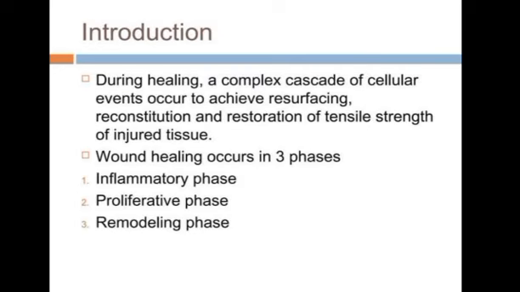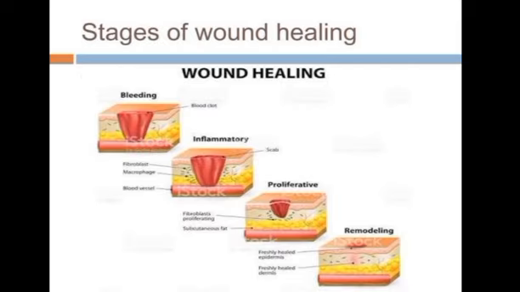Introduction to healing. A complex cascade of cellular events occurs to achieve resurfacing, reconstitution, and restoration of tensile strength of injured tissue. Healing is a reconstruction and restoration of the normal tissue. Normal tissue strength will be replaced by the replicated tissues. Wound healing occurs in three processes. One is the inflammatory process, the second is proliferation, and the next one is the remodeling phase.